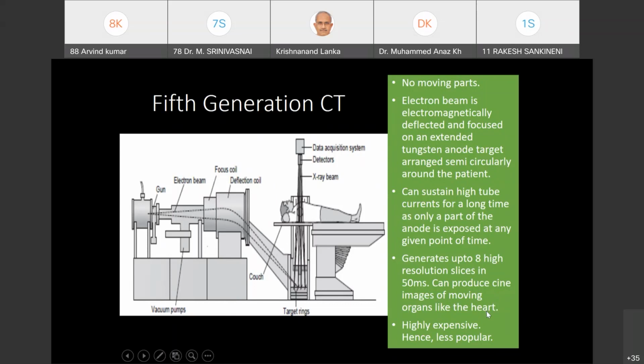So by fifth generation, previously you could only image inanimate things in CT scan, but now even animated organs like the heart can be imaged, because you are taking 8 high resolution slices in 50 microseconds, so you get a movie camera kind of depiction of the organs, particularly the heart. But it is highly expensive, hence less popular.